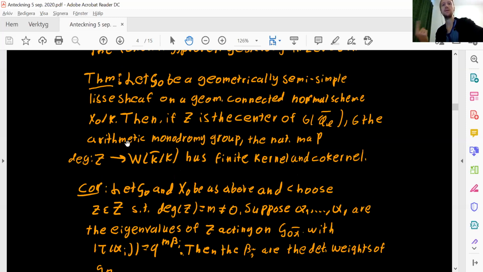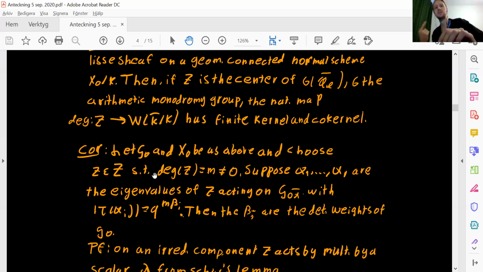It's only relating the determinant weight to the center. We didn't relate it to the actual weight yet. No, we haven't done that yet. It's just the determinant. Yes. It's just about relating the action of the center to the determinant weights. That's all it is. But this is like a computational tool.